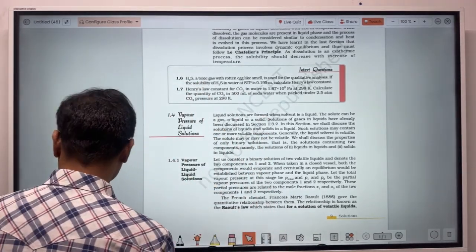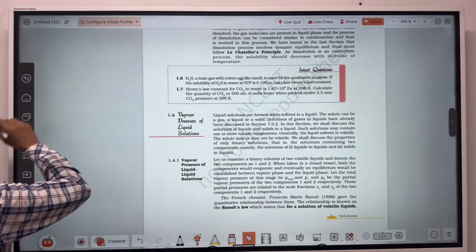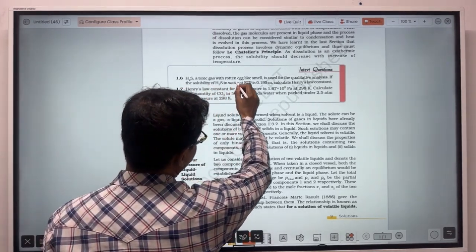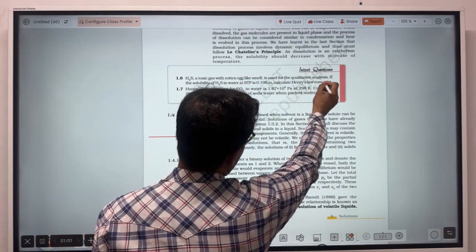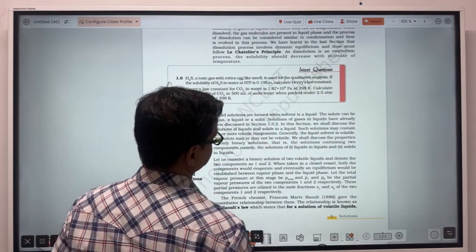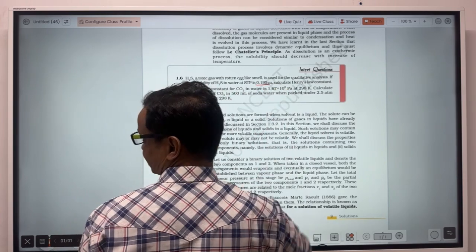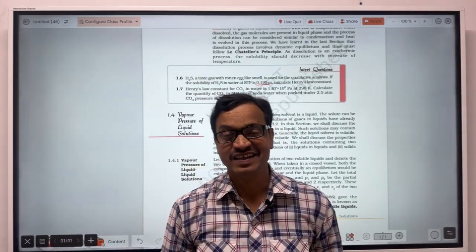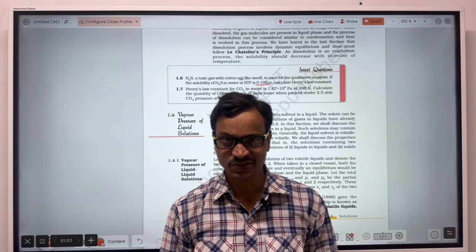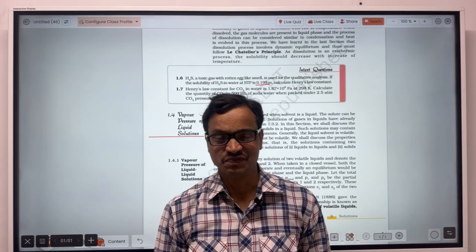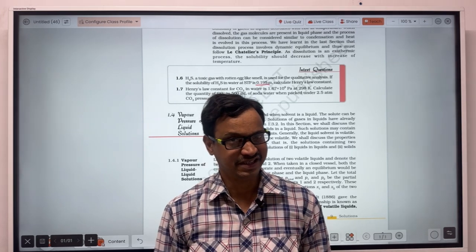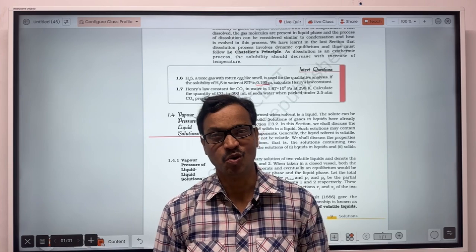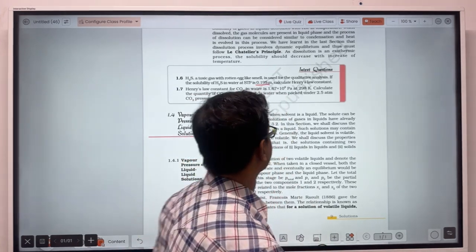Let's see, numerical question 1.6. Let's see how to solve this question. Very easy question. H2S, a toxic gas with a rotten-egg smell, is used for qualitative analysis. The solubility of H2S is given in terms of molality. So what you will do? First of all, you will have to convert this concentration, that is molality, into mole fraction. Let's see how to convert.